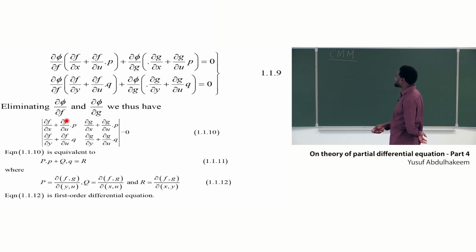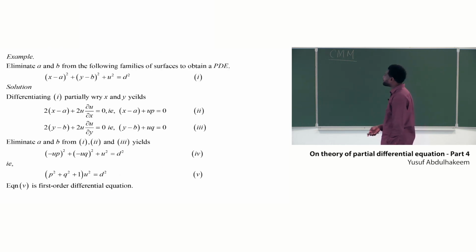And by the time we take the determinant of this, that will simply give us what we have here, with p equal to this, q equal to this, and r equal to this. And we see that this particular p here means df/dy dg/du minus df/du dg/dy. Same thing goes with this, same thing goes with this. And that was how we moved on.